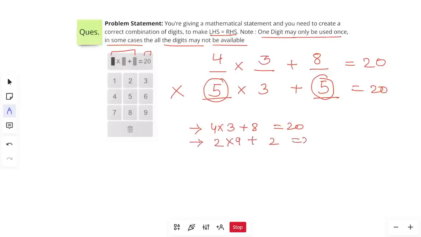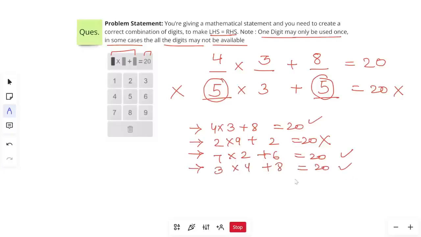This is wrong. I am telling you the wrong one first. Next is one that is correct: 7 into 2 plus 6, which is 14 plus 6 is 20. This is correct. The first one we saw is correct. This one was wrong. Next one can be 3 into 4 plus 8. 3 into 4 is 12, 12 plus 8 is 20.